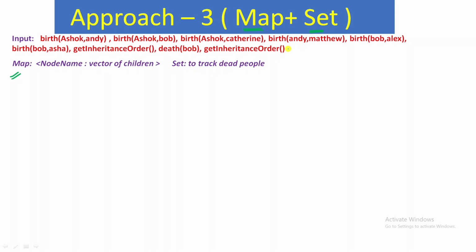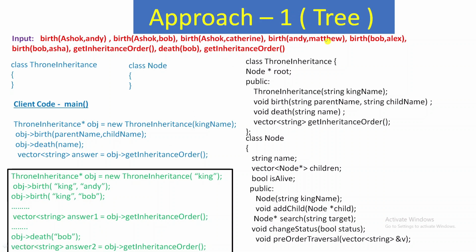Okay, so let's see the code. This is approach number 1. Here we have been given only one class, that is ThroneInheritance, in our LeetCode question. This is the default code, which is called at the backend. You can say this is the client code or the main. So basically we have the ThroneInheritance object, via which we are calling the birth API and the death API. Finally, whenever we need the inheritance order, we call getInheritanceOrder.